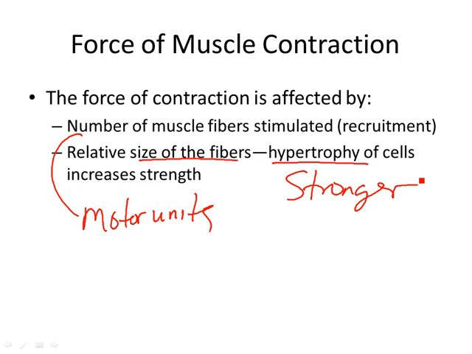So that's one of the things that we look for when we're working out. We're actually trying to hypertrophy the muscle. What word do you use when a muscle wastes away? Atrophy. Okay, so that'd be the opposite. So if you haven't used a muscle in a while, it atrophies or goes away. If you work out a muscle, make it big and bulky, that's hypertrophy. So that's two ways. You can either recruit more motor units or you can just make the muscle bigger. This is what we do when we exercise.